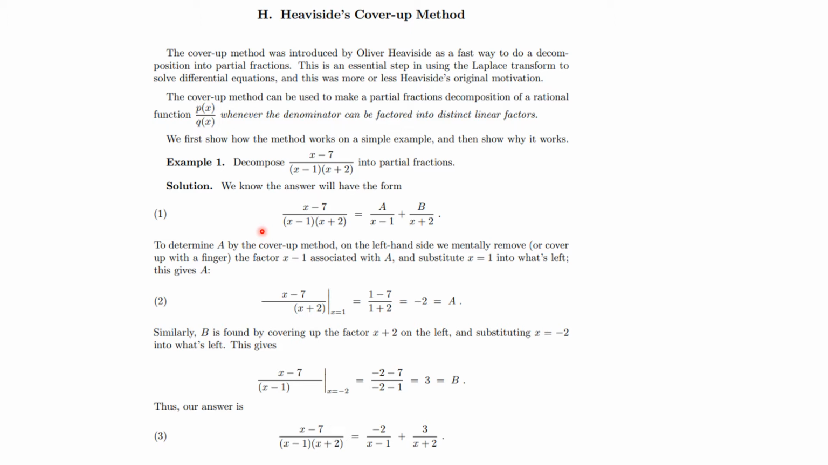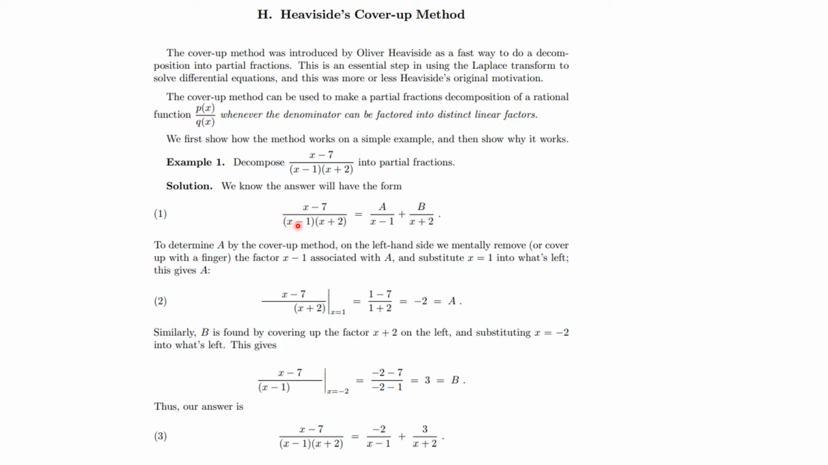So in the first example, we're going to decompose x minus 7 over x minus 1 times x plus 2 into partial fractions. Now we know that what we'll want to do is have this expression look like a over x minus 1 plus b over x plus 2. To determine a by the cover-up method, on the left-hand side, we mentally remove or cover up with the finger the factor x minus 1 associated with a and substitute x equal 1 into what's left, and this gives a.